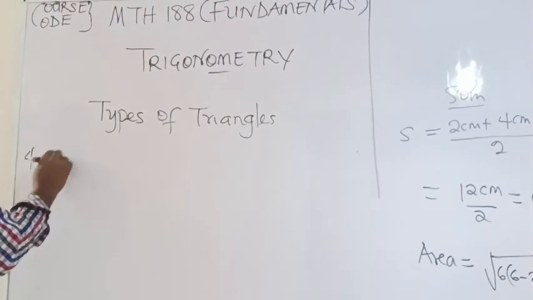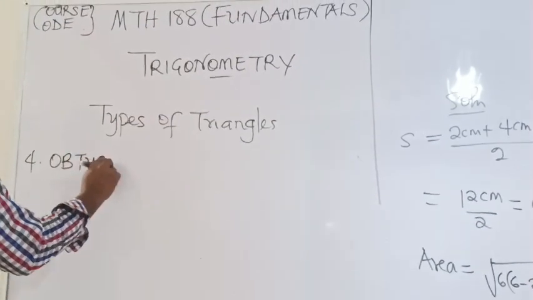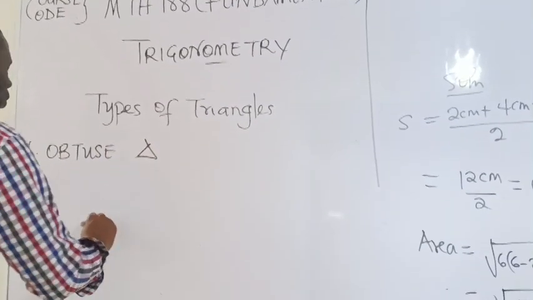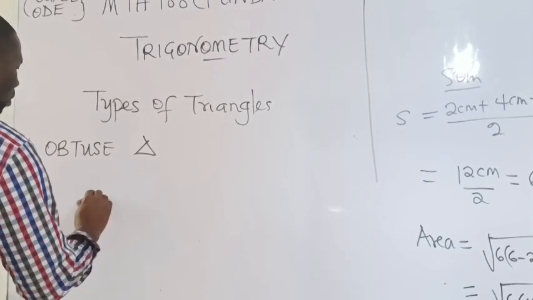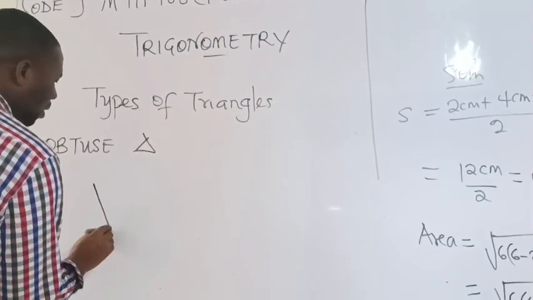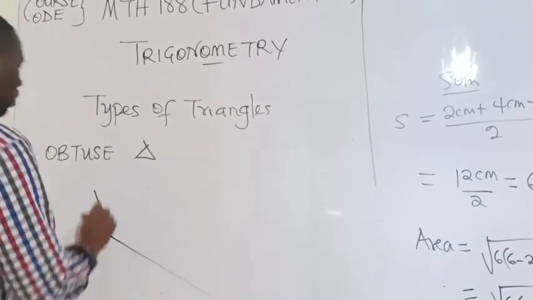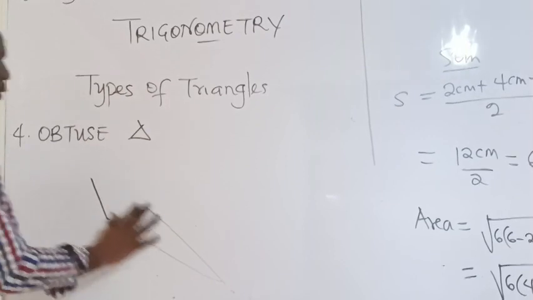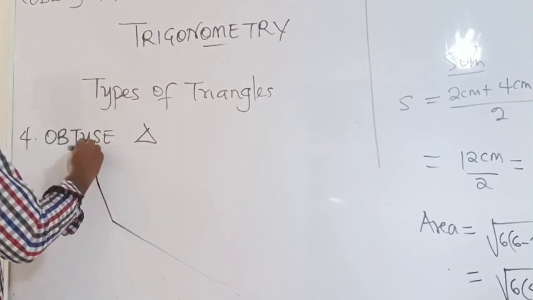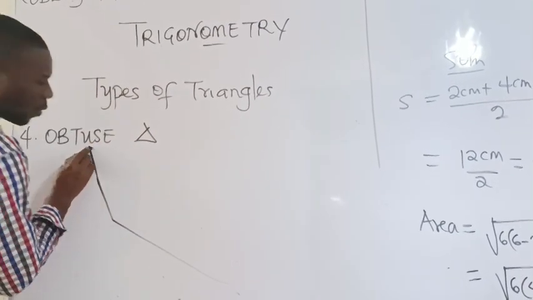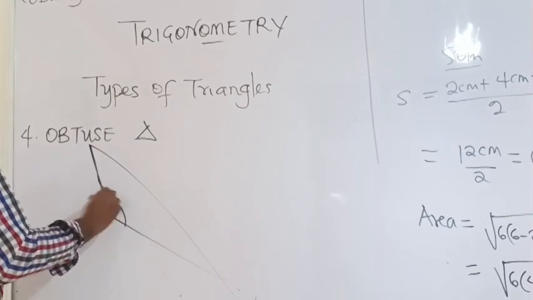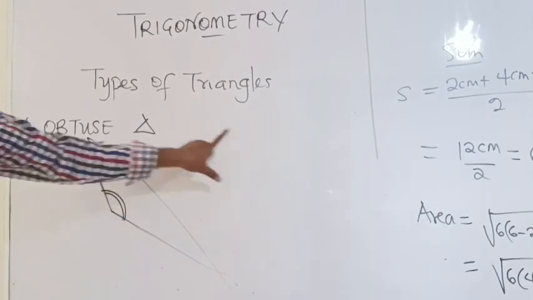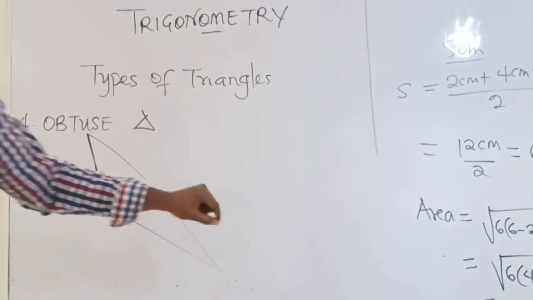Number 4, the obtuse triangle. It's just a triangle one of whose angles exceeds 90 degrees. So you have something like so. I'm assuming for my own convenience that this angle exceeds 90. So that makes this obtuse. Then you have acute angled triangles, where all the angles in the triangle are less than 90.